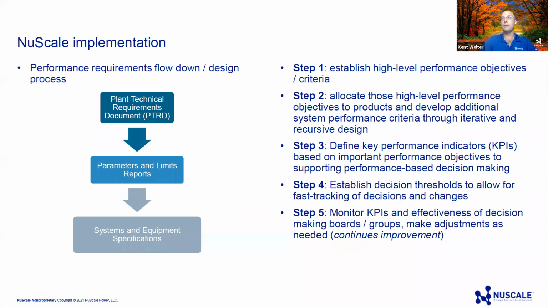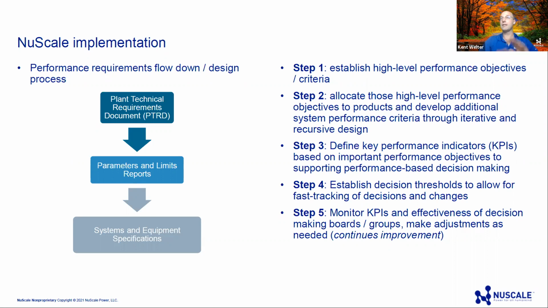Step two is when, in the design process and the requirements engineering process, we look to allocate those high-level performance objectives to the various products and/or systems through iterative and recursive design. So we take some of these high-level goals. A straightforward goal would be an internal events core damage frequency goal of less than or equal to, say, 1E-7. That's a high-level goal. And then another one might be something to do with shutdown margin. Another one might be backup power supply.